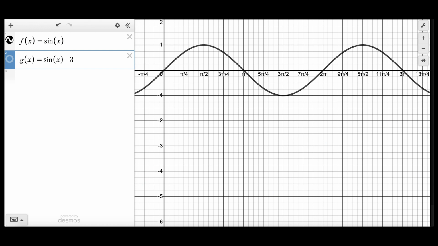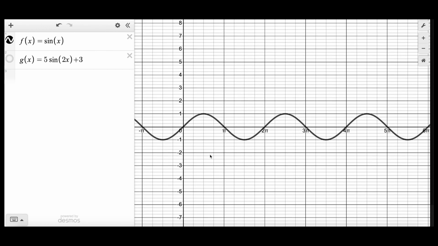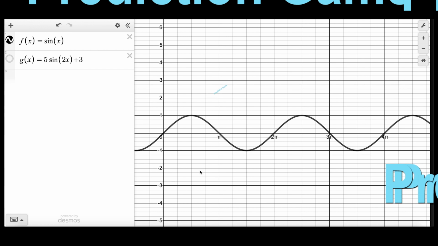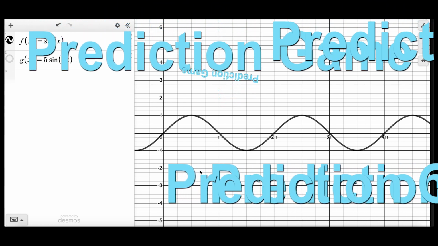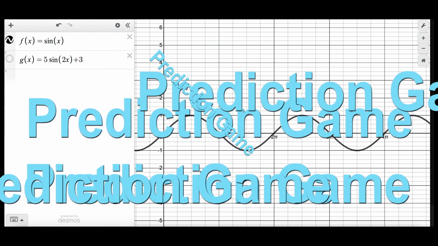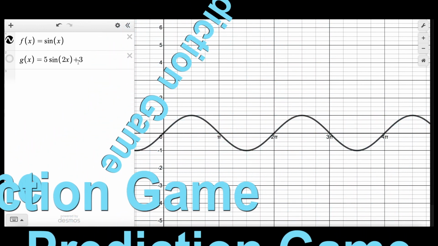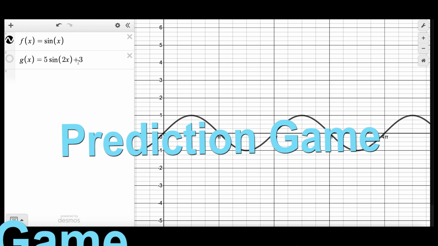I'm going to change this a to like a 5. Let's put this at a 2. And then, I don't know, let's do a +3. Let's make a prediction as to what you think it's going to be. This is the prediction round. Go ahead, make a prediction as to what you think is going to happen. We have 5 times sine of 2x plus 3, which will be revealed shortly.